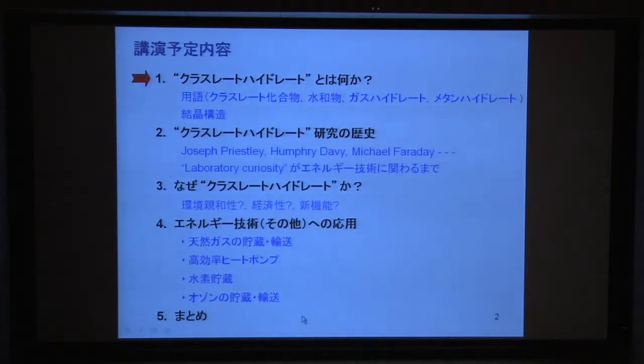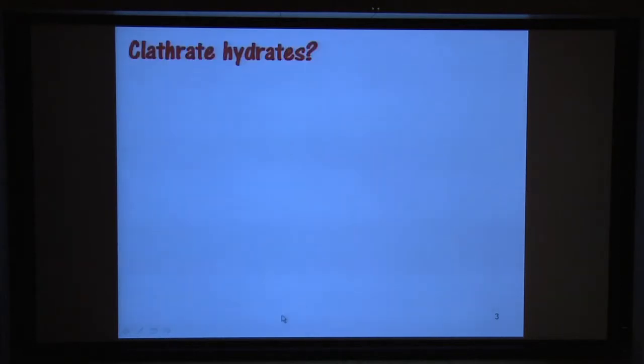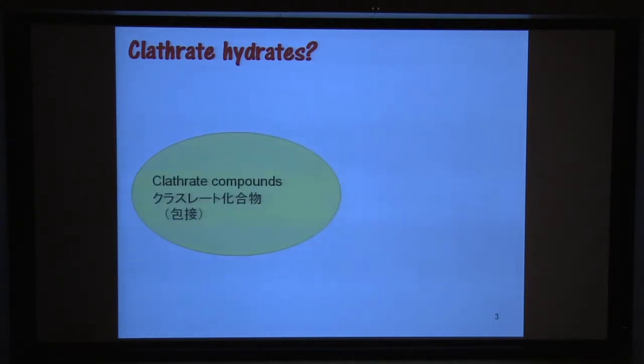So, once again, what are clathrate hydrates? I'm wondering whether to talk about this because the other lecturer has already made a presentation, but I would like to go from this. So there are these clathrate hydrates. It has this structure of the clathrate compounds and hydrate, and there is another molecule that comes in, and this situation is something that we call the clathrate hydrate.